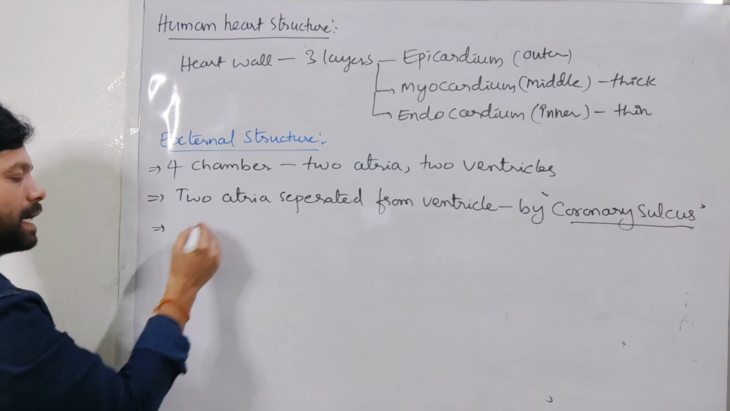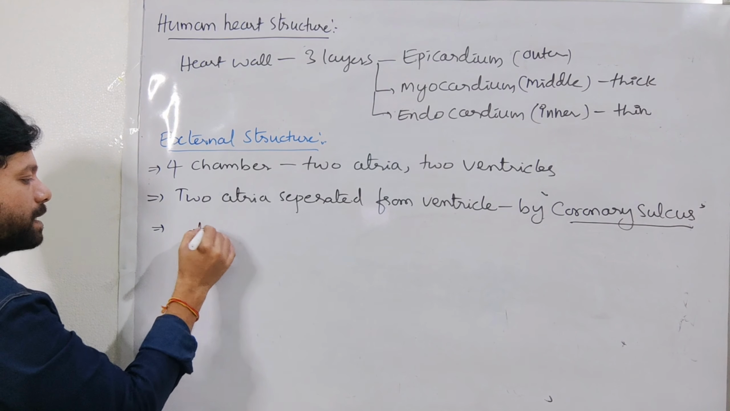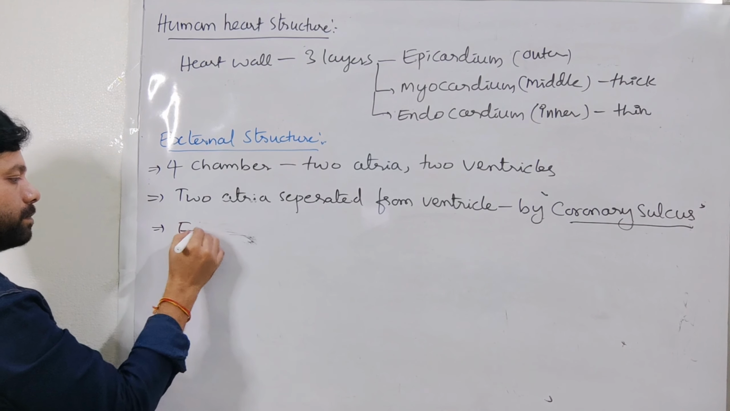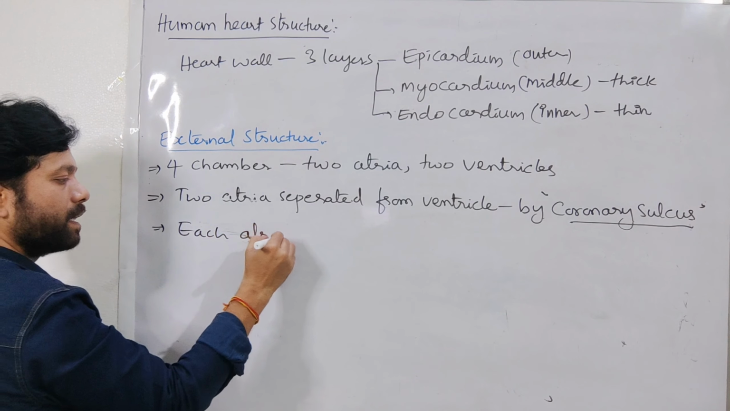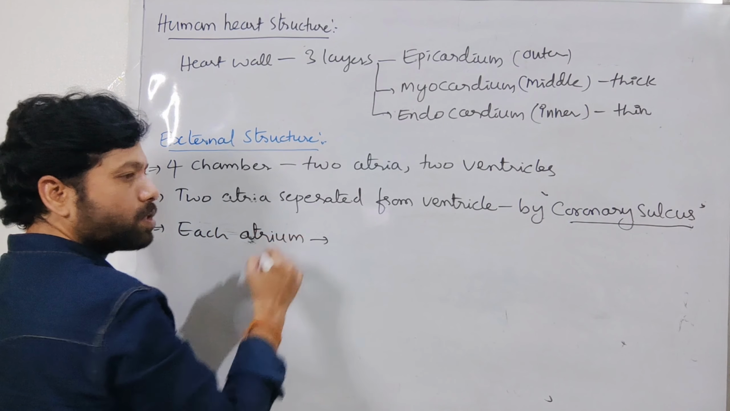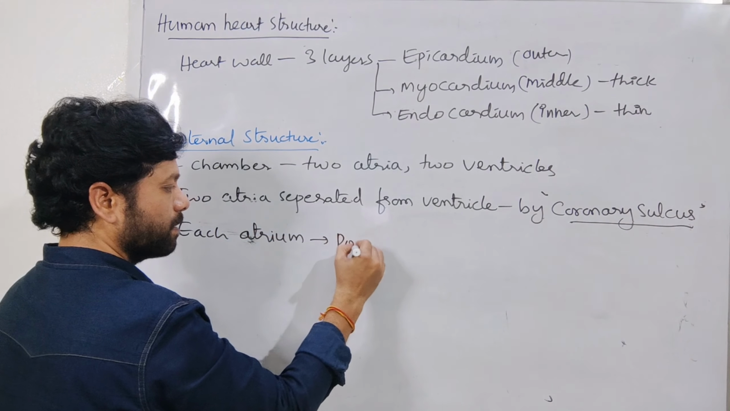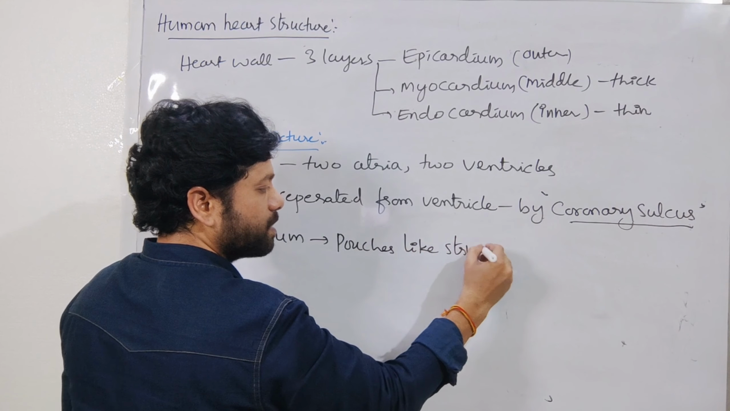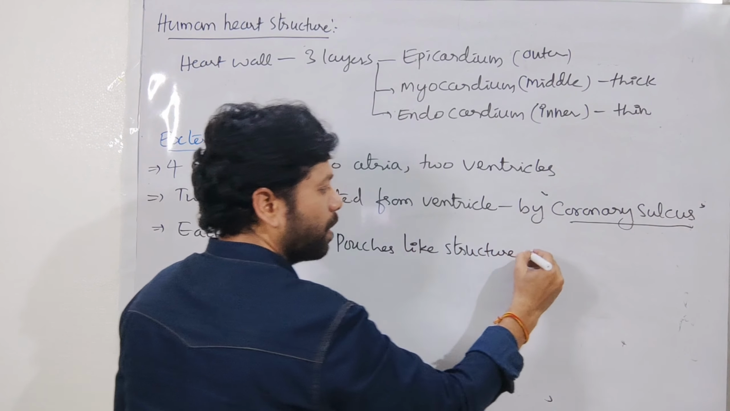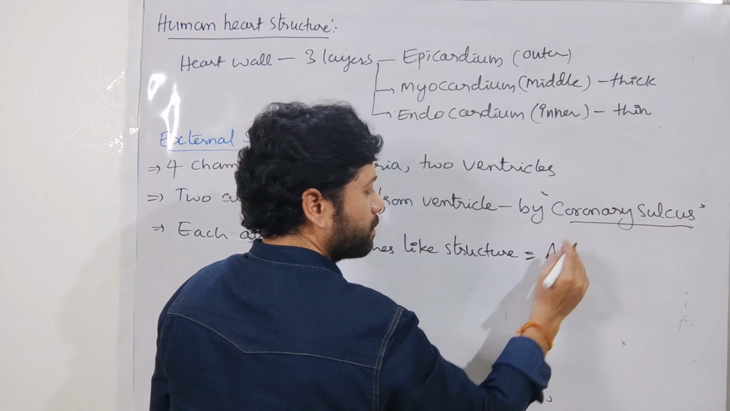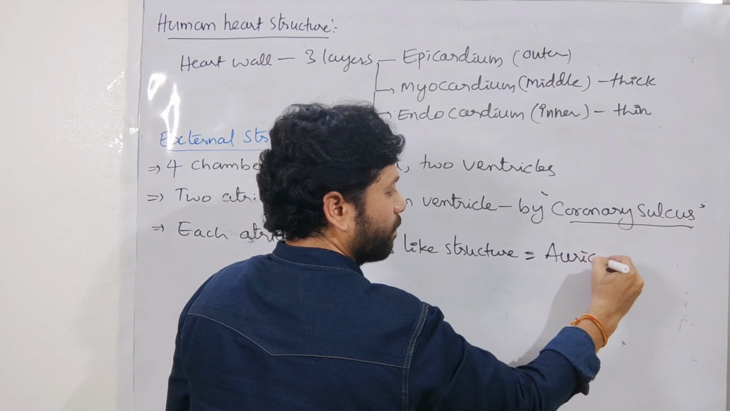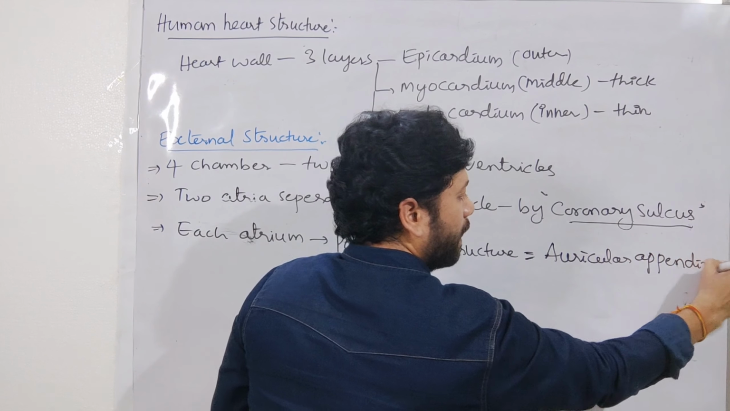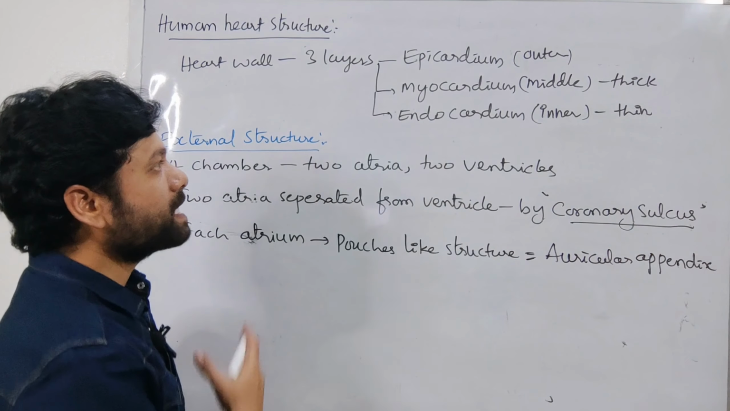So, from each atrium, it contains a pouch-like structure. These pouch-like structures are called the auricular appendix. So, this is the external structure.